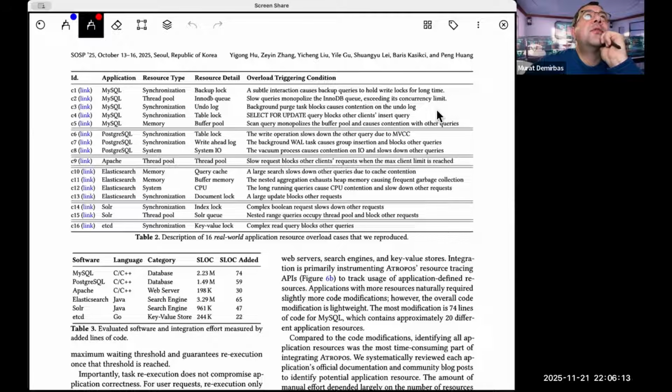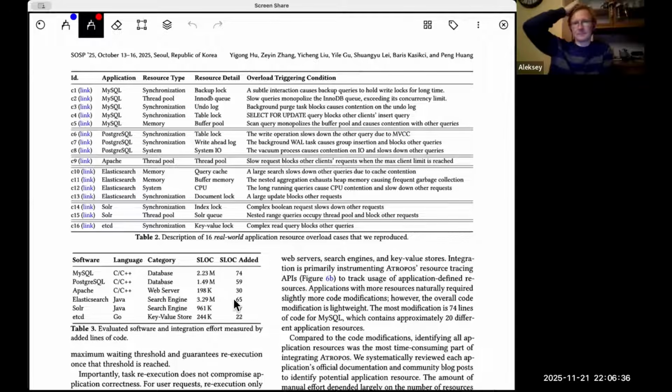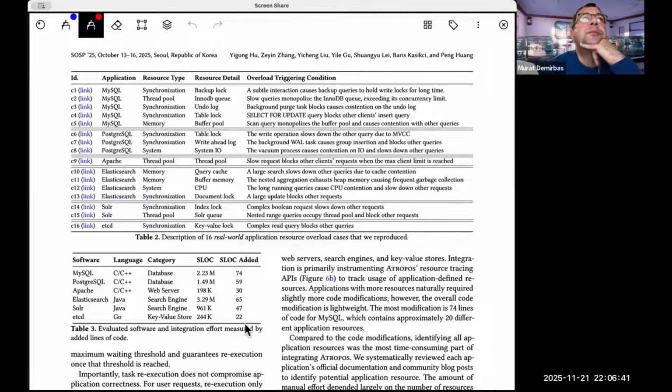Elasticsearch, Solr, etcd. Complex read query blocks other queries. Interesting. What is a complex read query in etcd? It blocks other queries. Who knows? They evaluated software and integration effort measured by added lines of code. So they add instrumentation. I mean, it's reasonable, right? Reasonable, yeah.